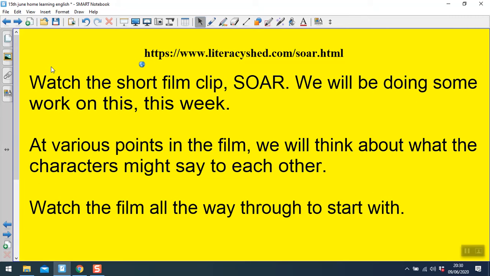Okay, so today we're going to be having a look at the video clip Saw, and this week we'll be doing some work on this. At various points in the film, we will think about what the characters might say to each other. And I'd like you to watch the film all the way through to start with.